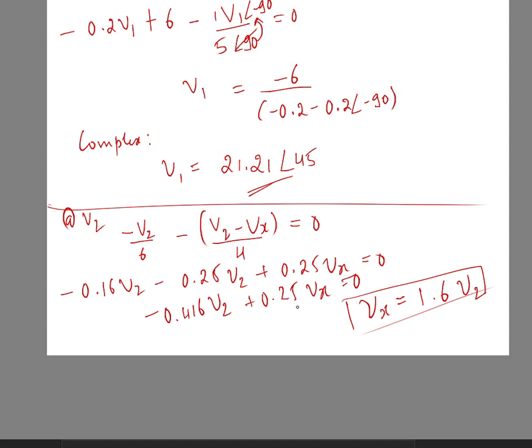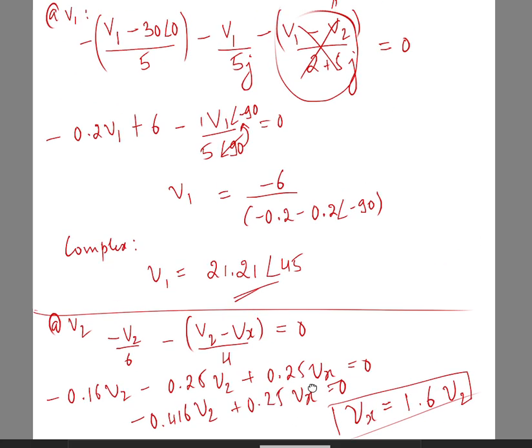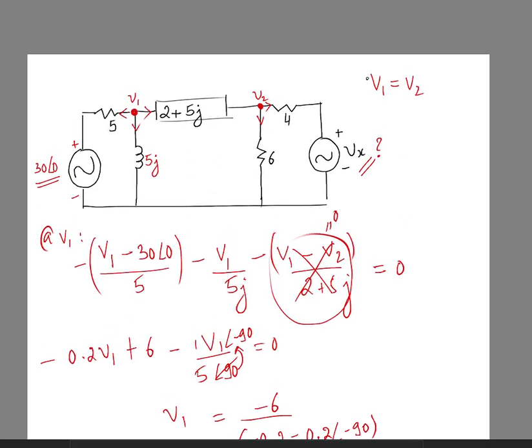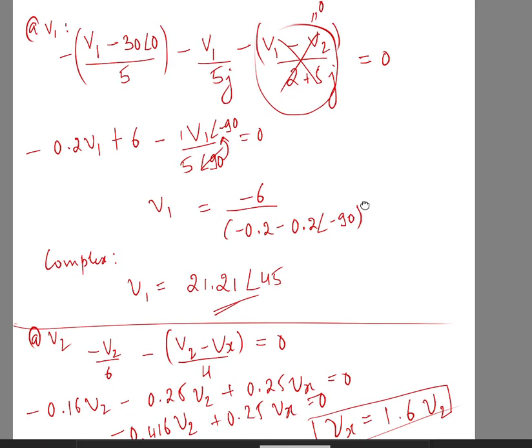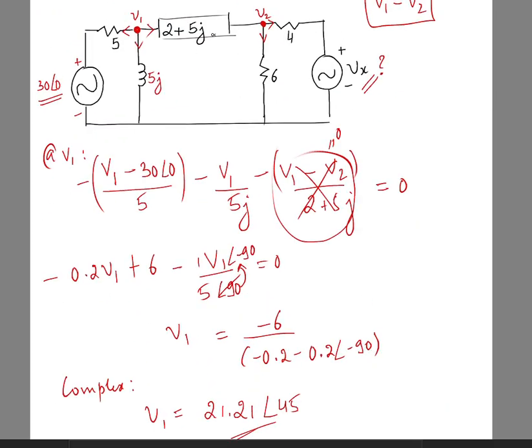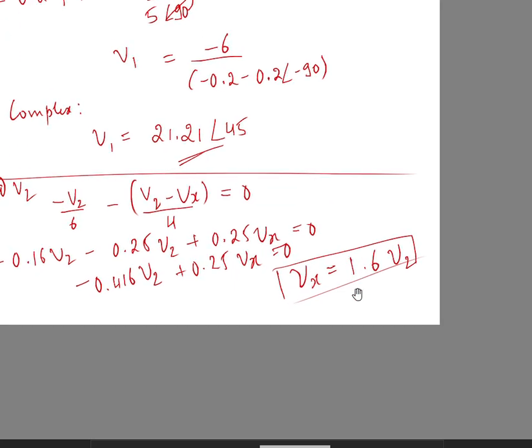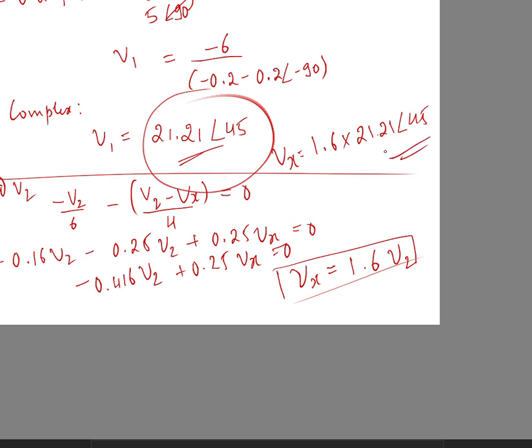Yeah. Now you know for a fact that V1 and V2 are equal from the first statement, right? Since there's no current passing, the potential must be the same, and V2 is nothing but V1, and we know what V1 is equal to. V1 is nothing but this expression, right? So essentially the final answer is Vx equals 1.6 times 21.21 angle of 45. Yeah, so that is our answer, and you can simplify this further, but this is how you solve it.